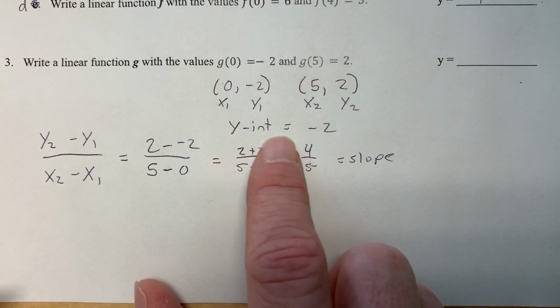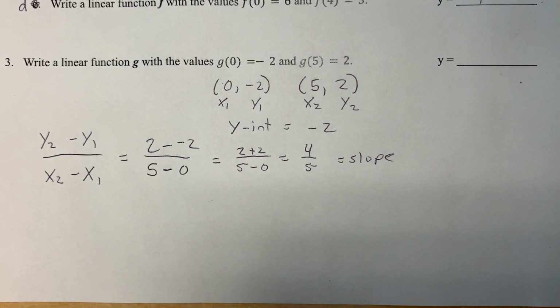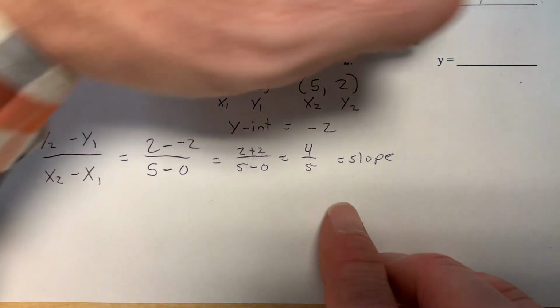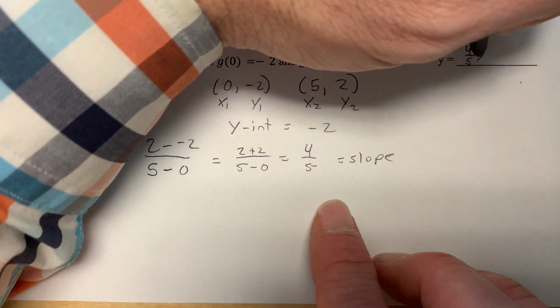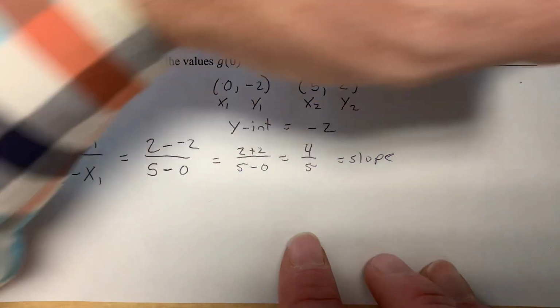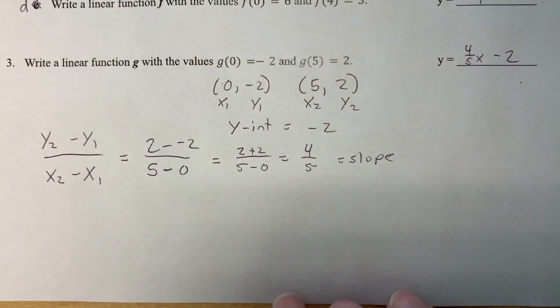We know the y-intercept is negative 2. So we can put it into our slope-intercept form for a line. So we're going to write y equals 4/5 x minus 2. Awesome.